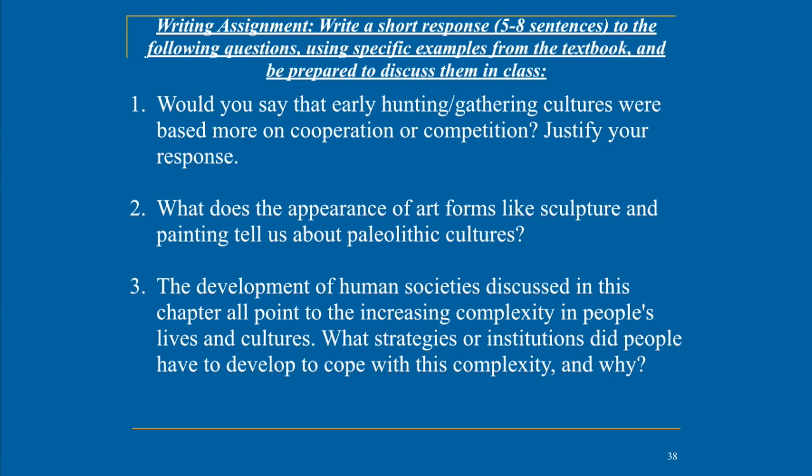Number 1, would you say that early hunting and gathering cultures were based more on cooperation or competition? Justify your response. Number 2, what does the appearance of art forms like sculpture and painting tell us about Paleolithic cultures? Number 3, the development of human societies discussed in this chapter all point to the increasing complexity in people's lives and cultures. What strategies or institutions did people have to develop to cope with this complexity, and why?